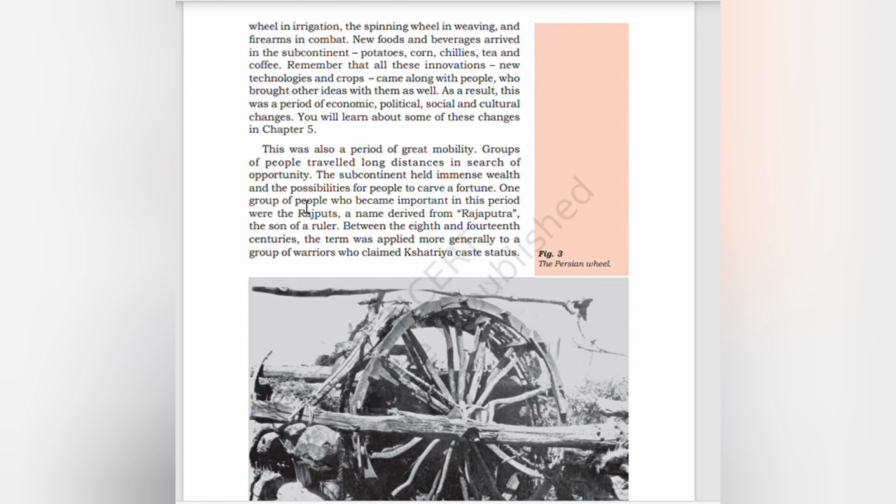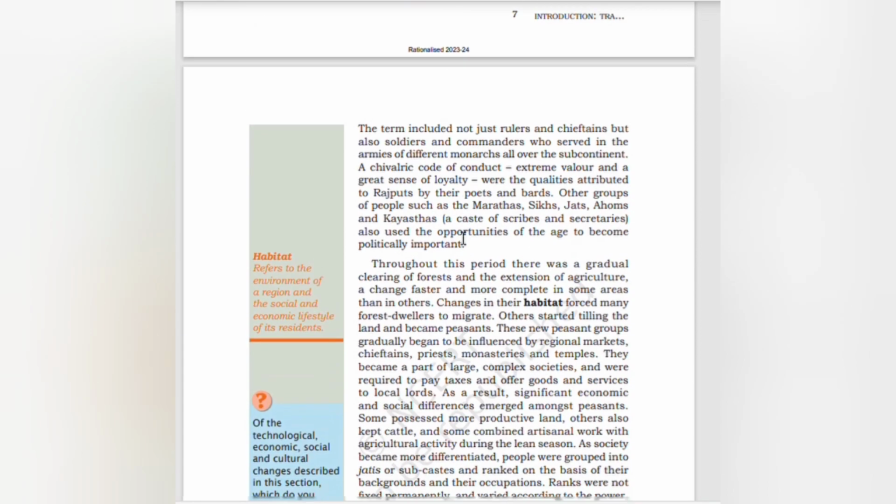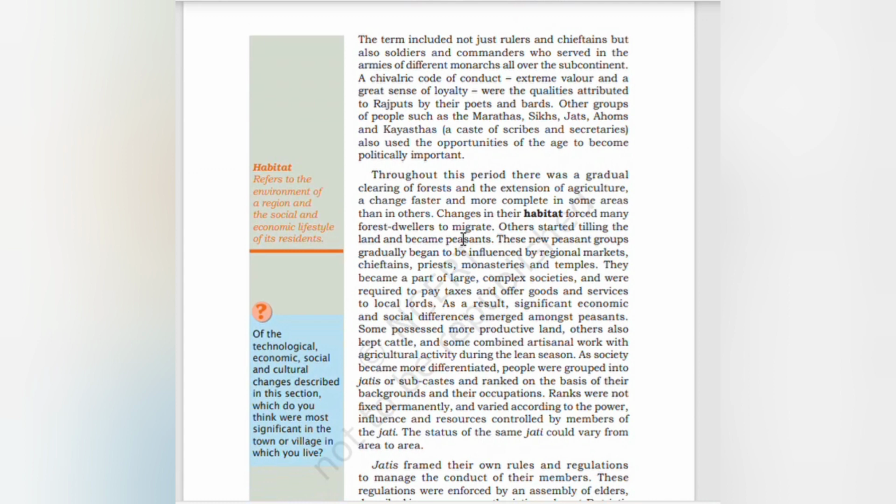One group of people who became important in this period were the Rajputs, a name derived from Rajaputra, the son of a ruler. Between the 8th and the 14th century, the term was applied more generally to a group of warriors who claimed Kshatriya caste status. The term included not just rulers and chieftains, but also soldiers and commanders who served in the armies of different monarchs all over the subcontinent.